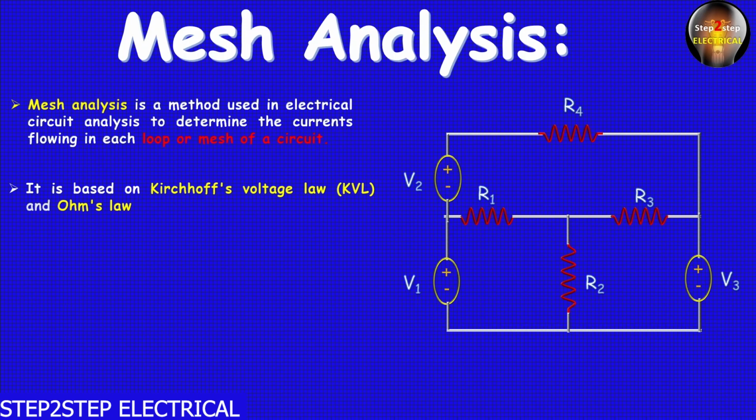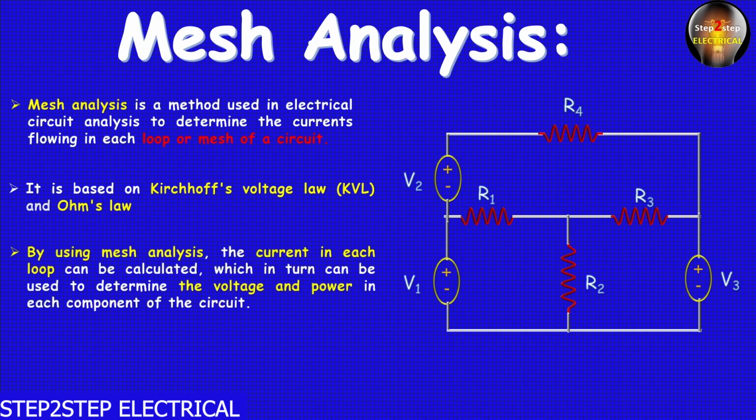The working principle is that mesh analysis is based on Kirchhoff's law, that is KVL, and Ohm's law. With the help of KVL and Ohm's law, we can easily find the value of current flowing through each loop as well as the current flowing through each of the elements in the circuit. So what is the output of mesh analysis? With the help of mesh analysis, the current in each loop can be calculated, which in turn can be used to determine the voltage and power in each component of the circuit, as we have discussed earlier. So these are the general facts about mesh analysis.